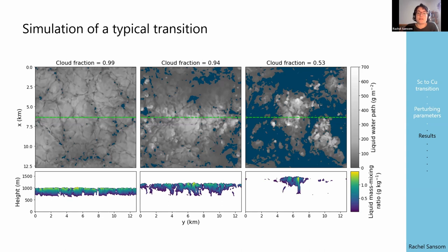So the output that I'm interested in is just the time taken to go from the stratocumulus cloud at the beginning to a much lower cloud fraction and the cumulus cloud at the end.